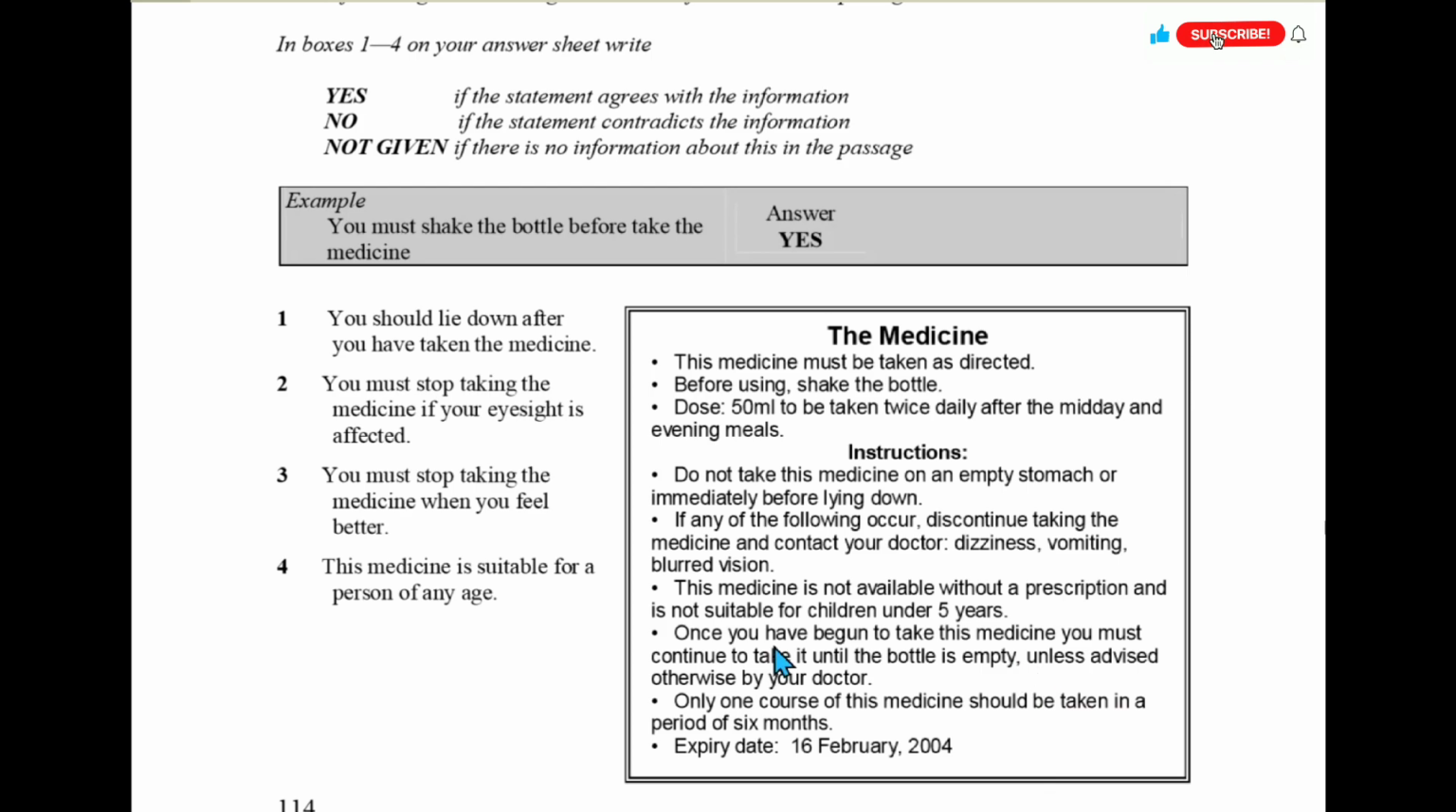Okay, so for this third question, once you have begun to take this medicine, there is this word, you must continue to take it. So when you have started, you have to continue until the bottle is empty, unless advised otherwise by your doctor. So either or, they are giving you only two options, right? There is no other option which says when you feel better.